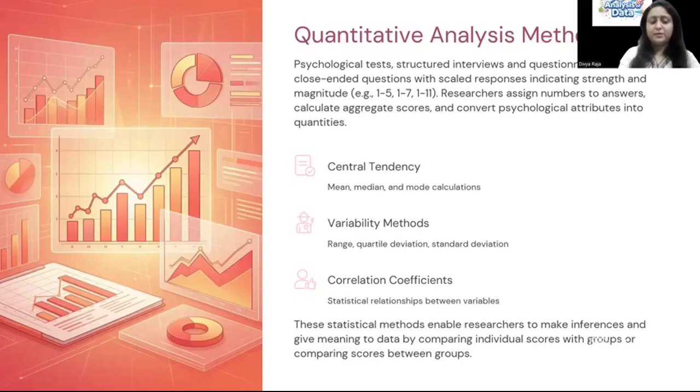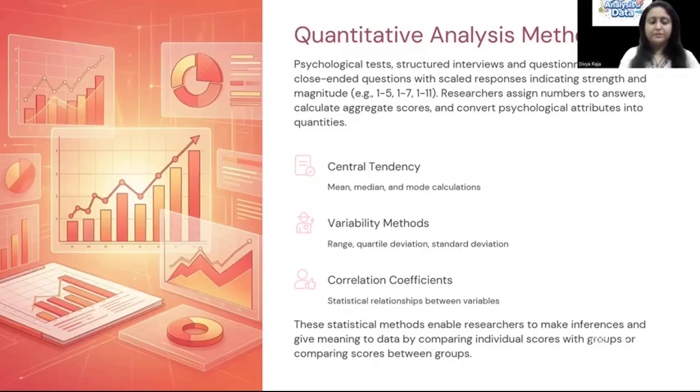Like for example, attribute in an aptitude test, if you have a high score in numericals, then they will suggest in career guidance that you are suitable for a profession in engineering or economics. Or a high verbal aptitude score will suggest teaching, law, or journalism as your career. So researchers make inferences out of the data collected and they give meaning to data. They compare individual scores with the scores of the group, average score of the group, or scores between groups also they compare.